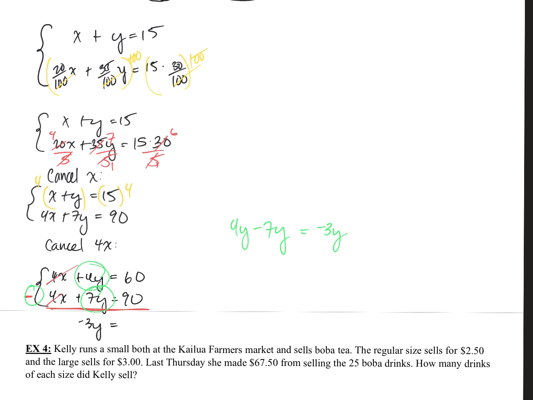And then, what do we have next? 60 minus 90. That'll be negative 30. Which means, if I can squish this in here, y equals 10. Alright, y equals 10. Awesome. We're halfway there, guys. We just managed to solve for one. So how do we solve for the next one?